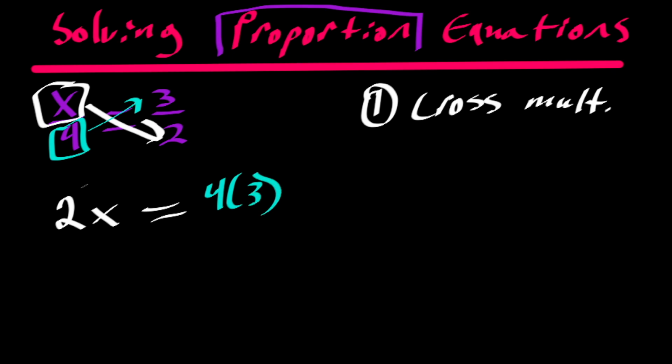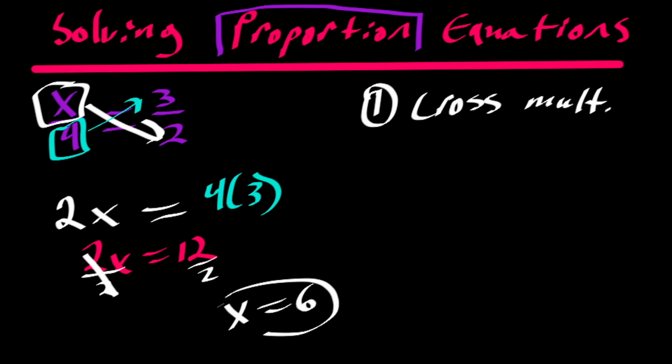And now you can see we've gotten rid of our fractions, and now this is just an equation we can solve. We can say 2x equals 12. Then I can divide by 2, and now I know x equals 6. And if we were to plug x back into the problem, it would work. So your job is to cross multiply first, and then from there it's pretty much solving an equation.